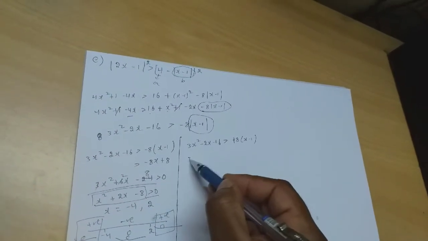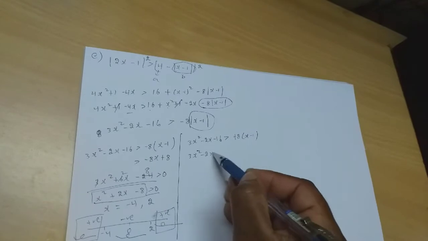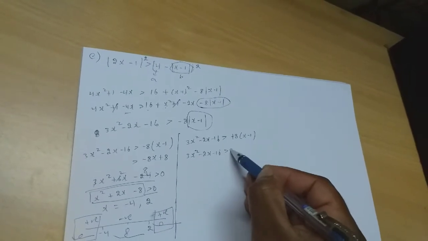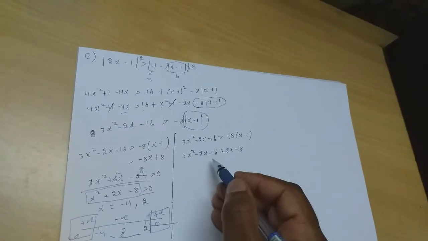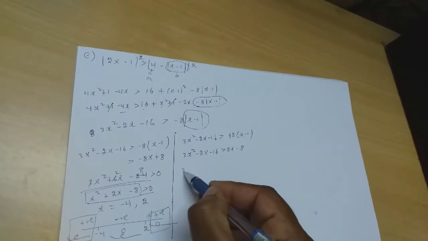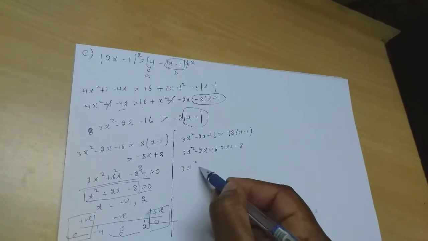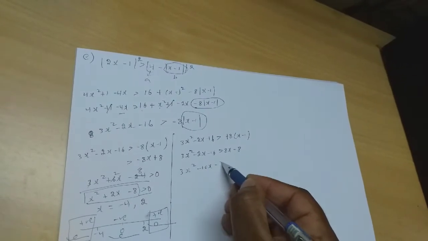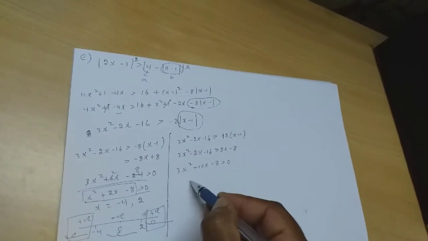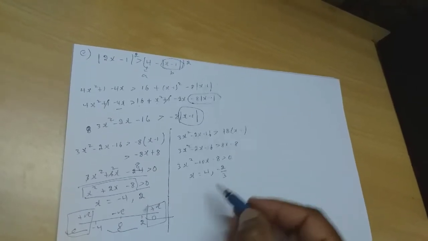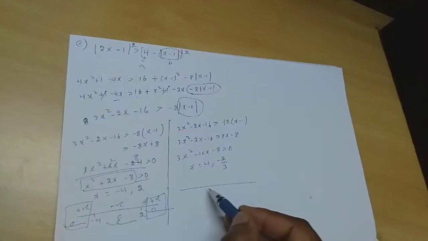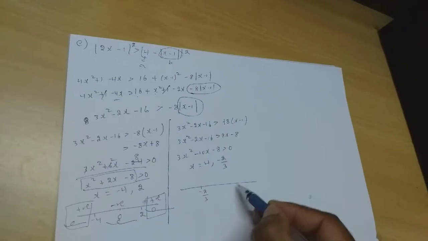Now let us see when it is negative. 3x² − 12x − 16 greater than 8x − 8. Now bring all to one side. How much will it become? 3x² − 10x − 8 greater than 0. If I solve, my x values are 4 and −2/3. Since it is an inequality, number line: here will be −2/3 and here will be 4.